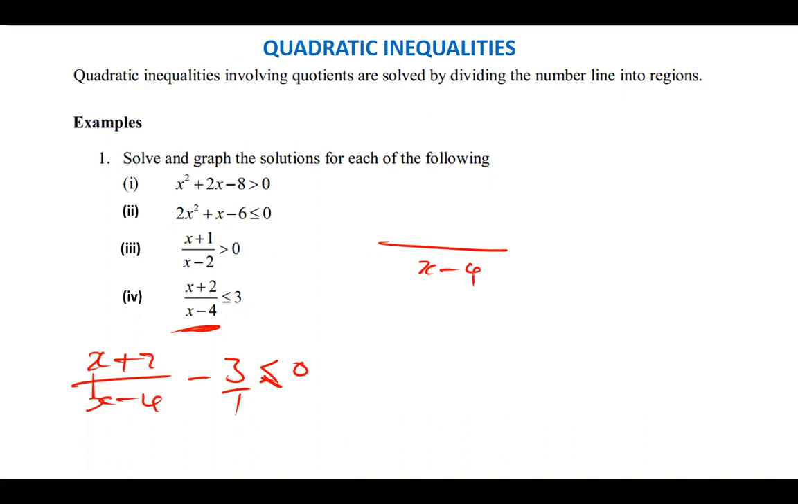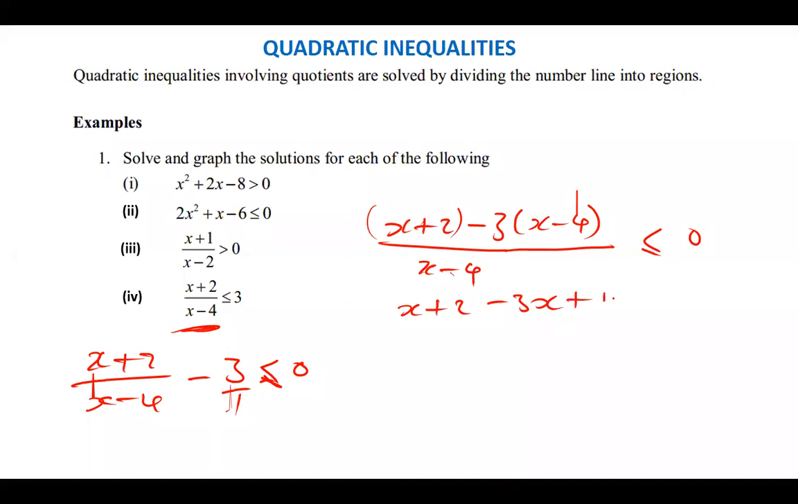So x minus 4 into x minus 4, the answer is 1. So 1 times x plus 2, the answer is x plus 2. And then once you have that, you say 1 into x minus 4, the answer is x minus 4 times -3. You can say minus -3 times x minus 4. So we're saying this is less or equal to 0. So you just simplify that. So you're going to have x plus 2 minus 3x plus 12. Then everything divided by x minus 4 less or equal to 0.